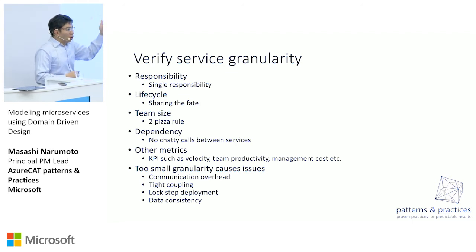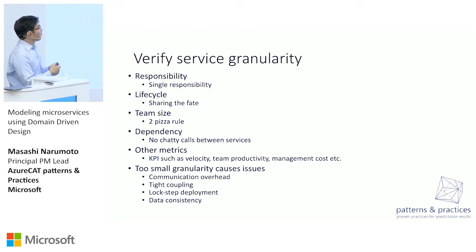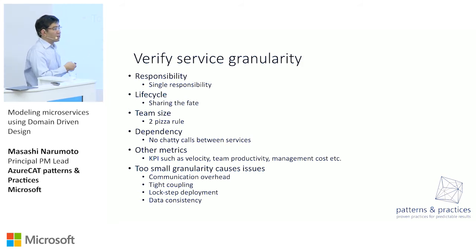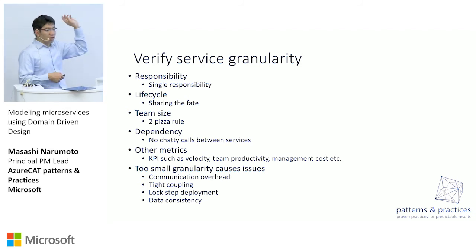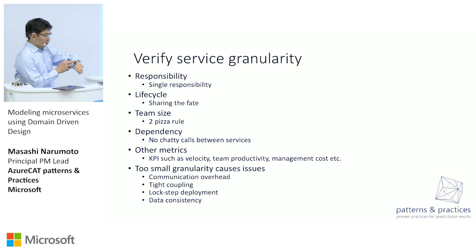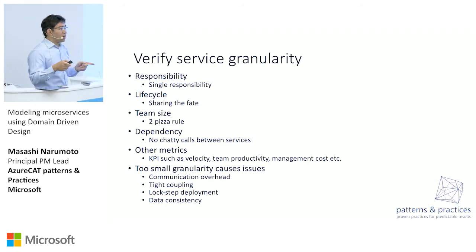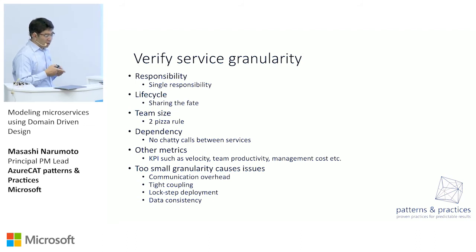Once you go through this process, find the service candidates, and refine from those non-functional characteristics, then as a final step, you can validate the service granularity. And this is a KPI. Each service should own a single responsibility. Also life cycle: any features within that service share the same life cycle. And the team size should follow the two-pizza principle, five or six people probably.